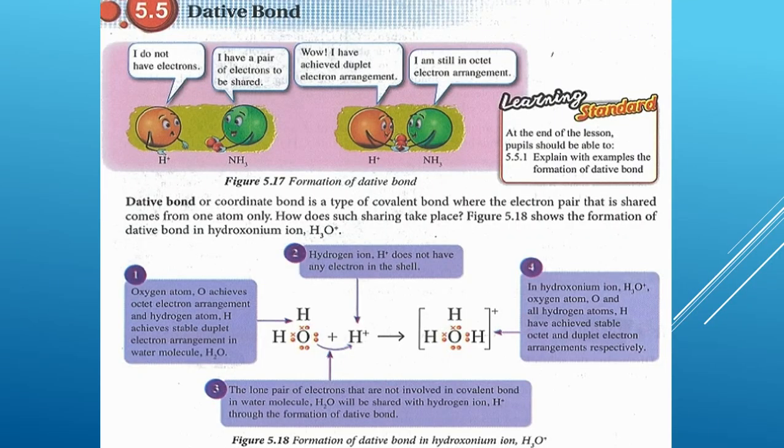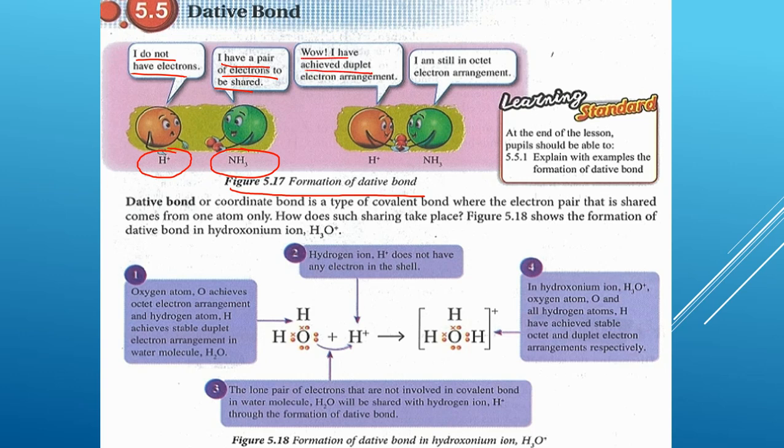Okay, we go to 5.5, dative bond. At the end of this subtopic 5.5, dative bond, you are able to explain examples of formations of dative bond. So we look at this figure 5.17, formations of dative bond. Here we have hydrogen ion H+ and ammonia NH3. The H+ says, I do not have electrons, but the ammonia says, I have a pair of electrons to be shared. So they share the electrons.